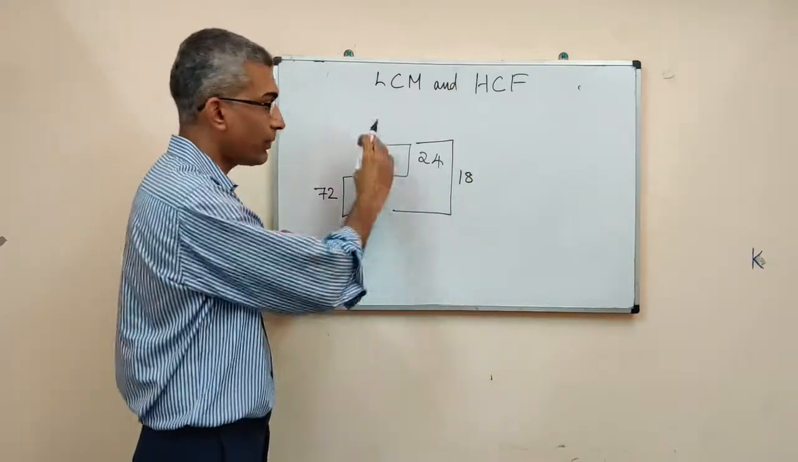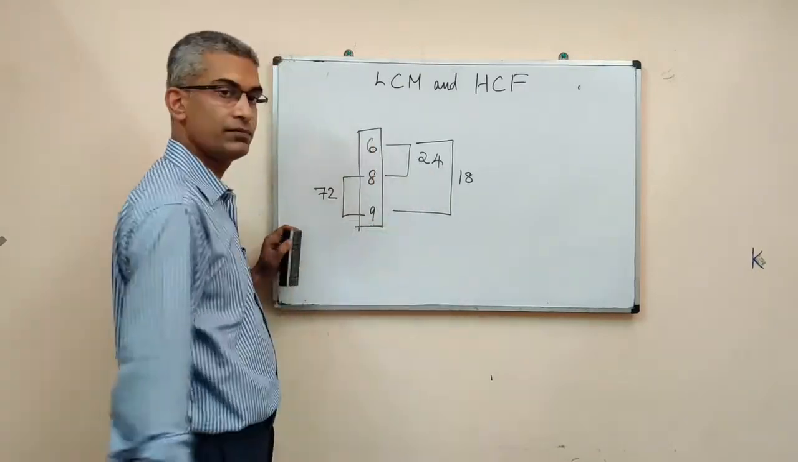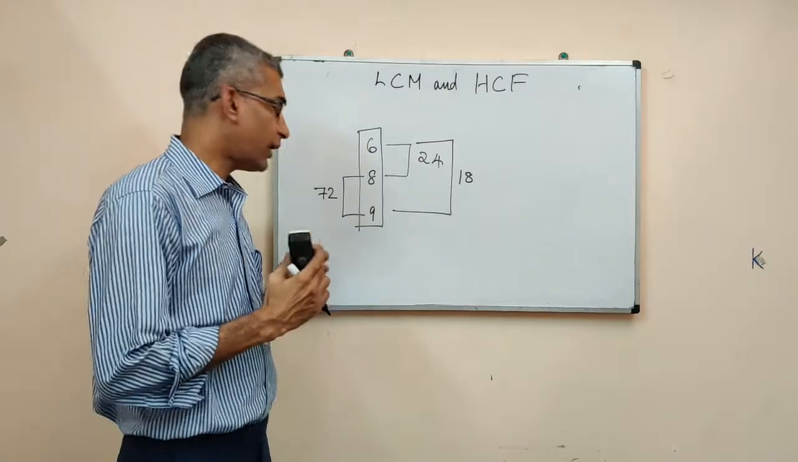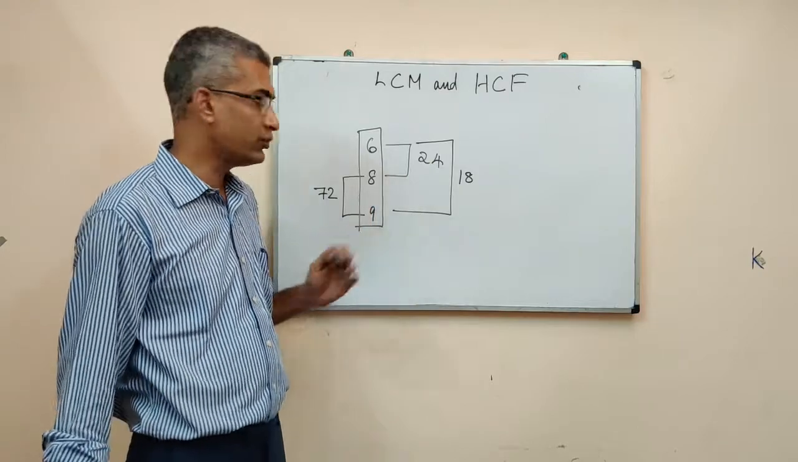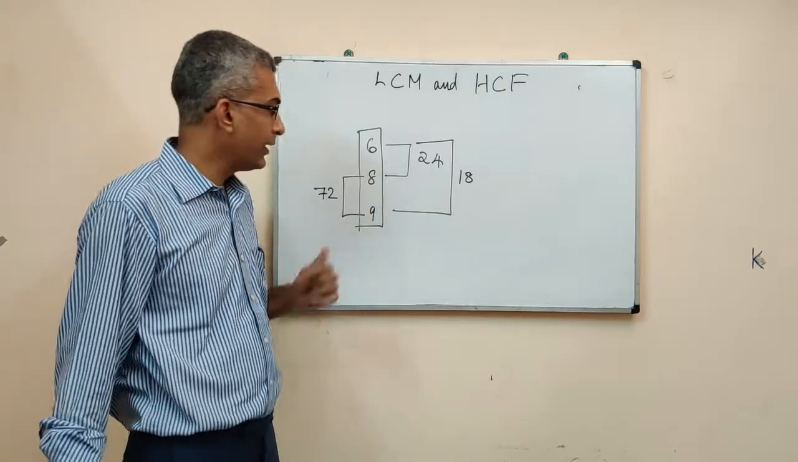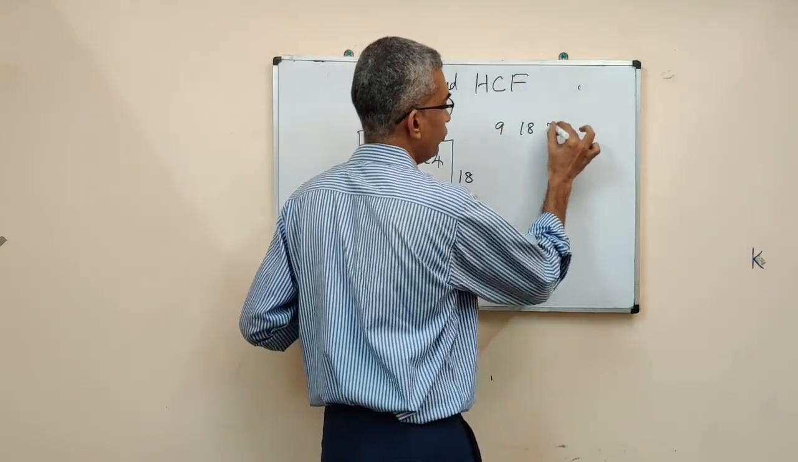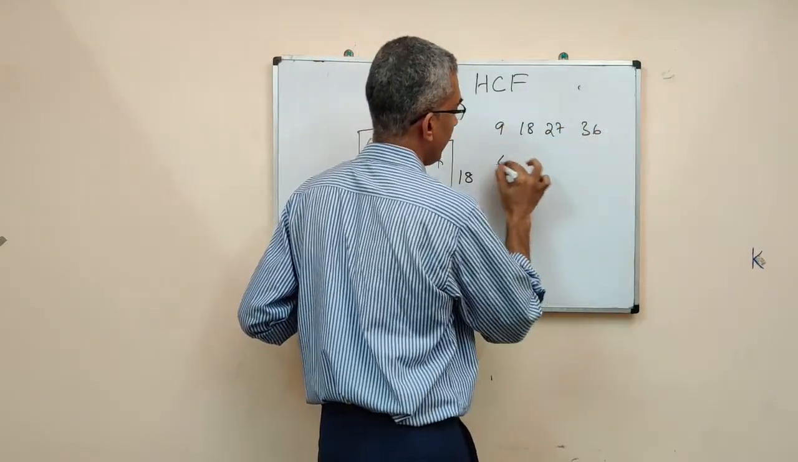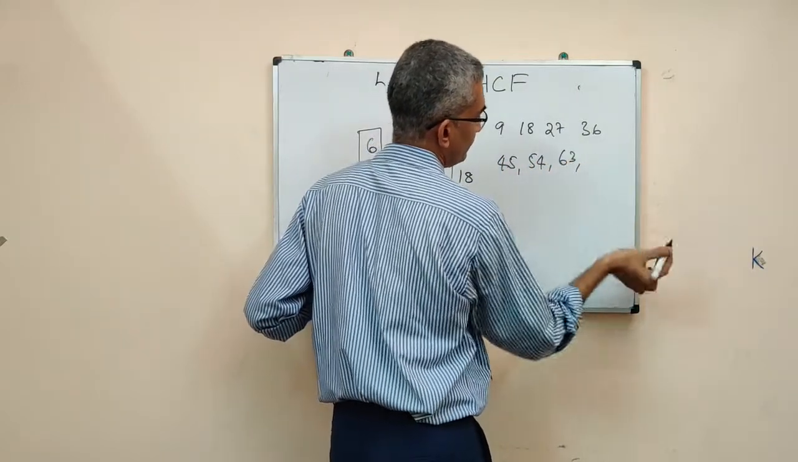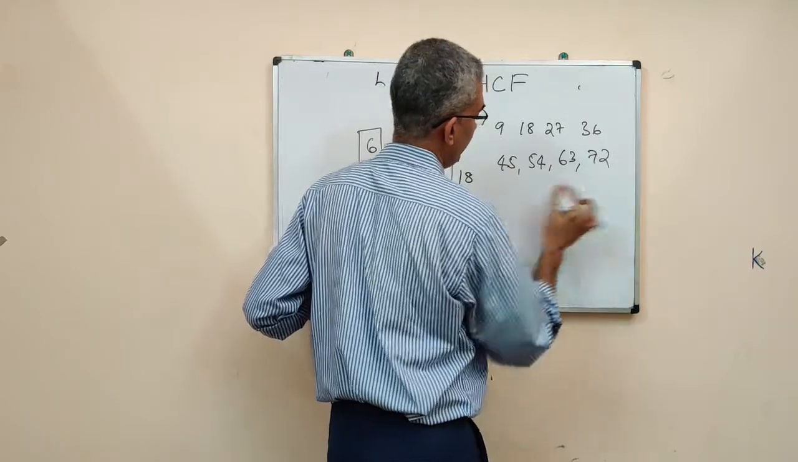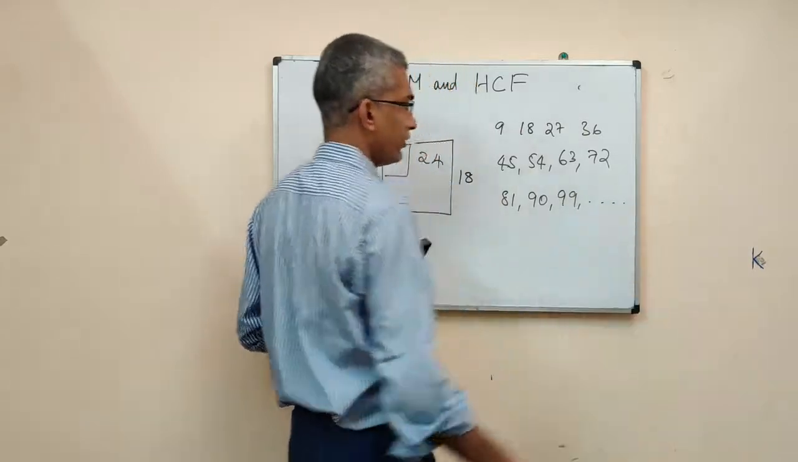But what we want is not the LCM between two of them. What we want is the LCM between 3 of them. So one method is, using trial and error, you look at the multiples of the biggest number. Let us say 9. Look at the multiples of 9. Which are the multiples of 9? 9, 18, 27, 36, 45, 54, 63, 72, 81, 90, 99. It goes on.